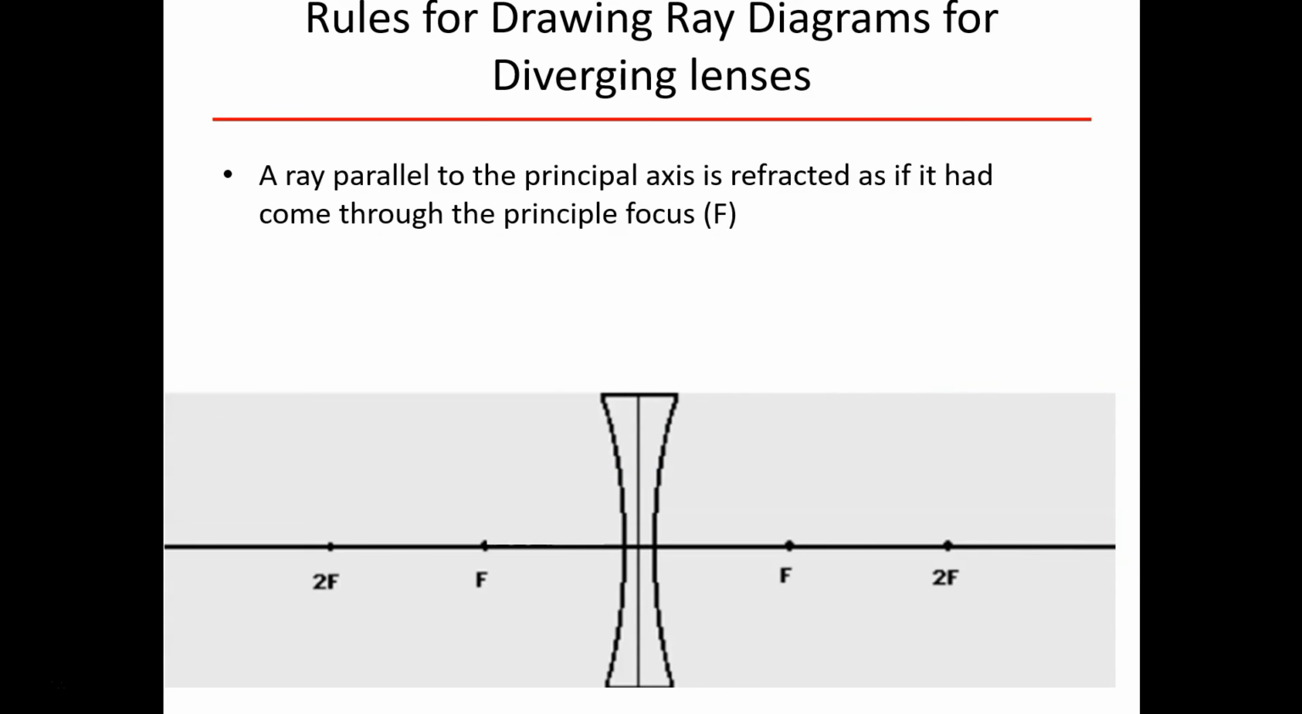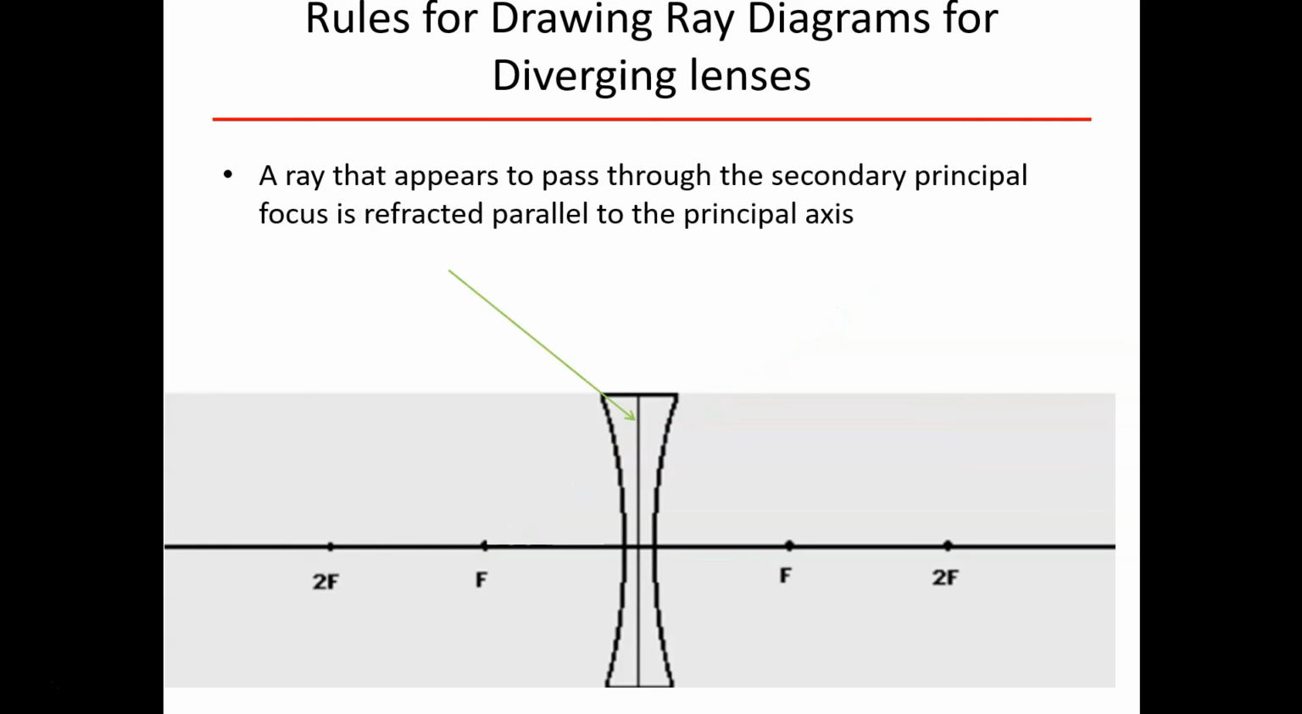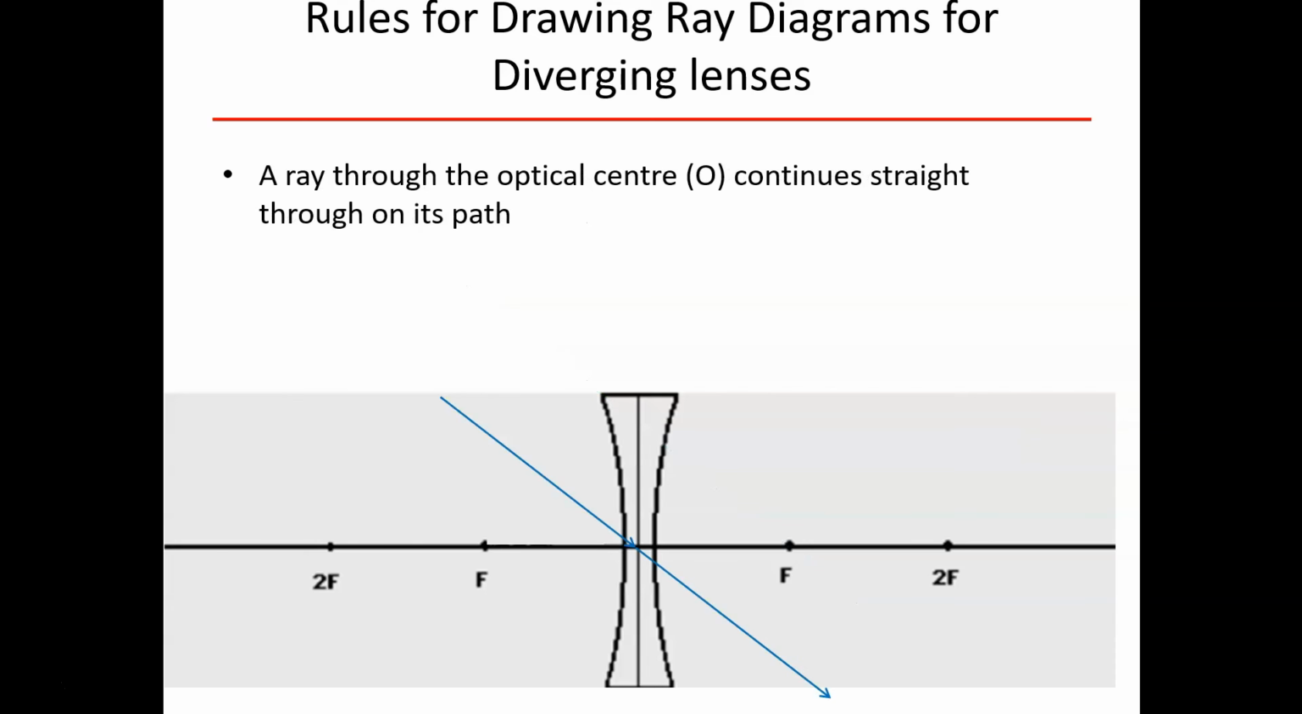When looking at a diverging lens, we do the same basic lines. We just have to remember that my principal focal point is on the same side as my object. So a ray that is parallel to the principal axis will refract as if it came from the principal focal point. A ray that would go through the secondary focal point will undergo refraction, so that it's parallel to our principal axis. And a ray through our optical center will travel unaltered. And just like before, wherever these three rays meet, that's where my image will be.